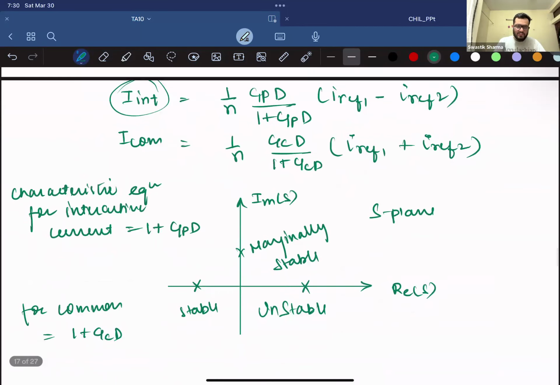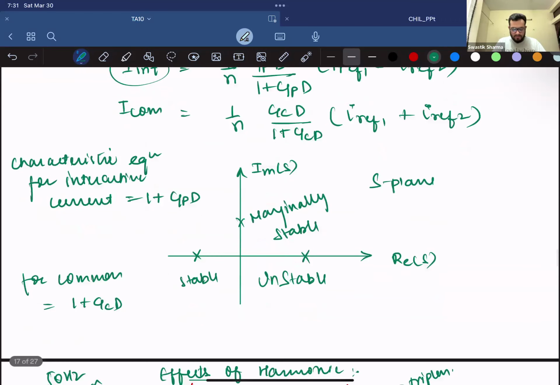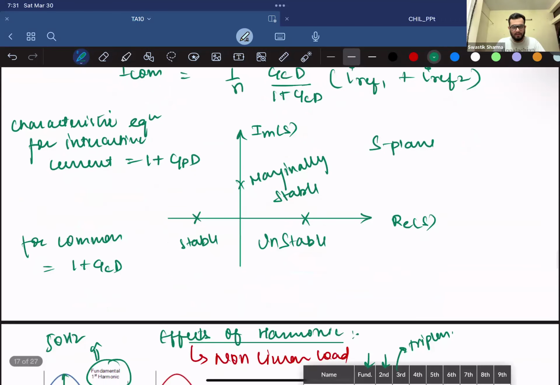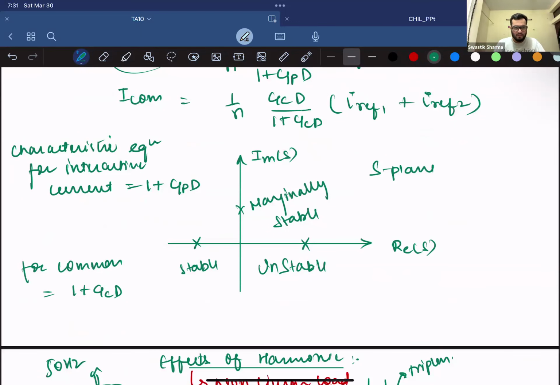So what you can do is check the poles of the characteristic equation, which should not lie in the right half of the plane. They should lie in the left half of the plane, which is the stable region. If they lie in the stable region, you can use the parallel operation, or if they lie in the unstable region, you have to modify the gain of your system.